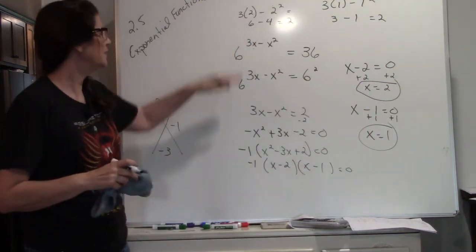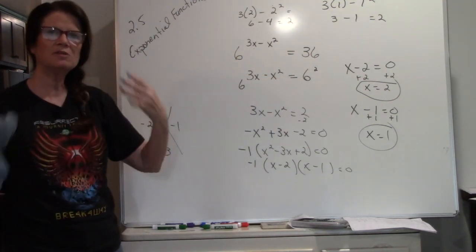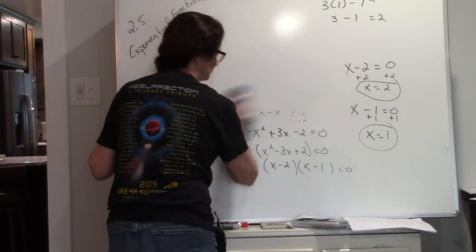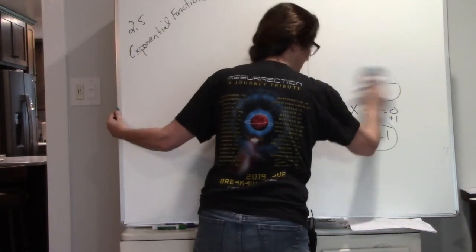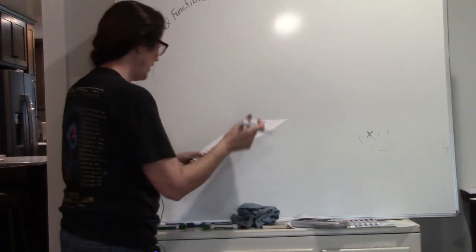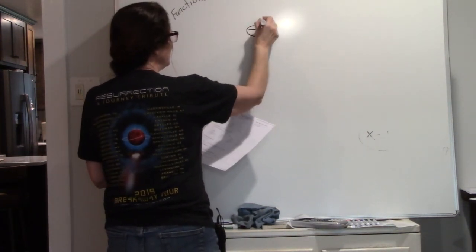Okay? So again, bases need to be the same. As soon as the bases are the same, then you can set your exponents to equal each other and then solve for x. All right, so another part in this exponential function scenario is when you have a function with e to the x power.